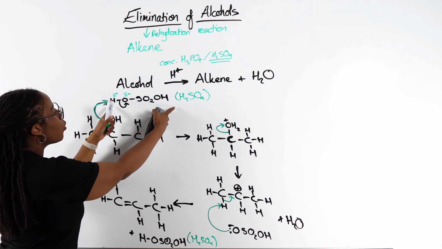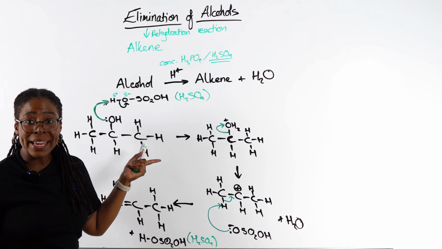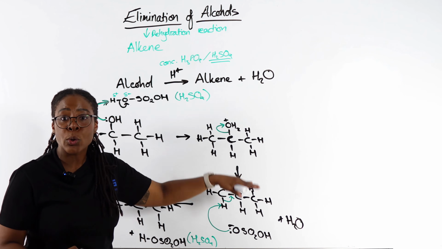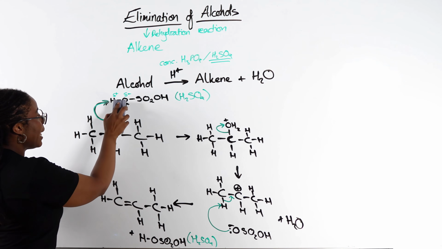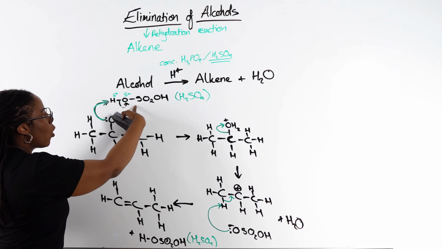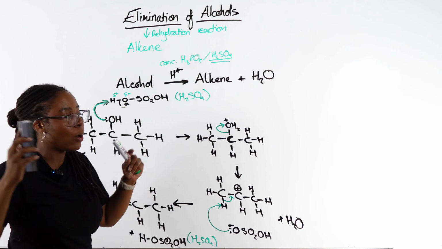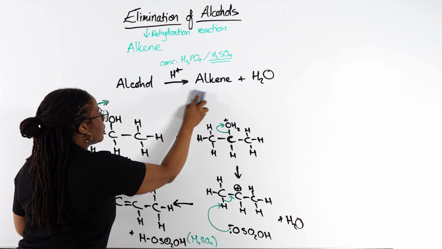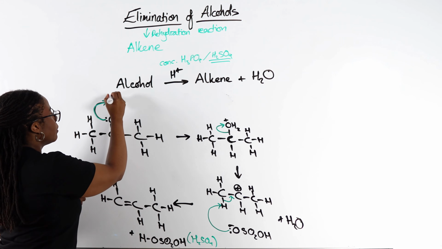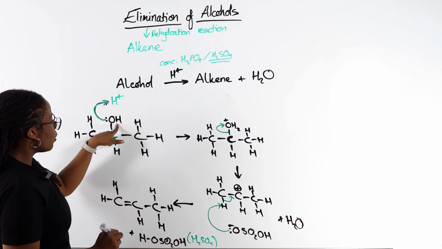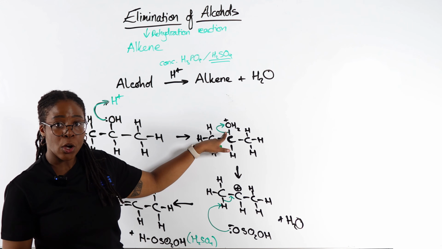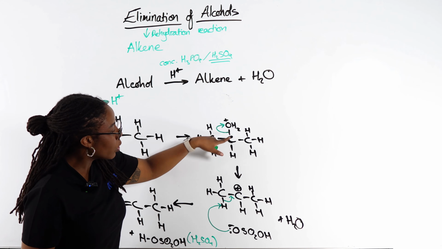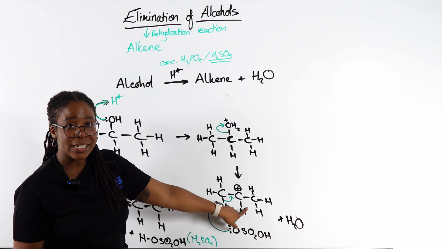So instead of showing the whole sulfuric acid, what you may have noticed already is the only part that's actually joining in with the mechanism is the H plus. So instead of having it as the whole H2SO4 and spreading it out with the structure, I'm just going to include the H plus ion, because that's what the OH is accepting to give us this OH2 plus, or H2O plus. Then, just like before, our water falls off, giving us our carbocation intermediate.